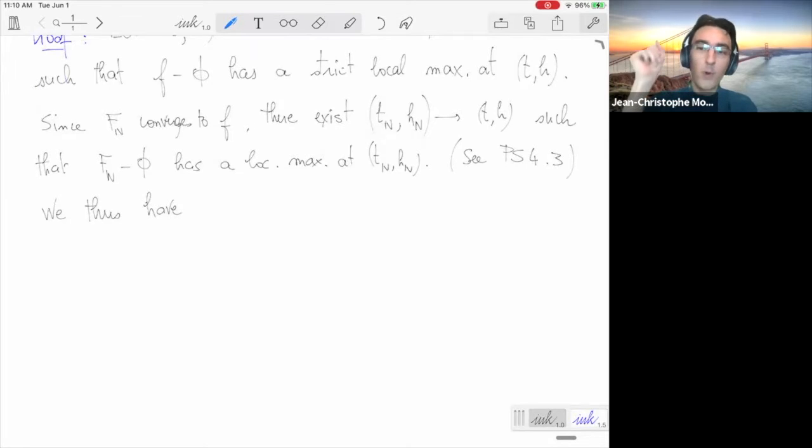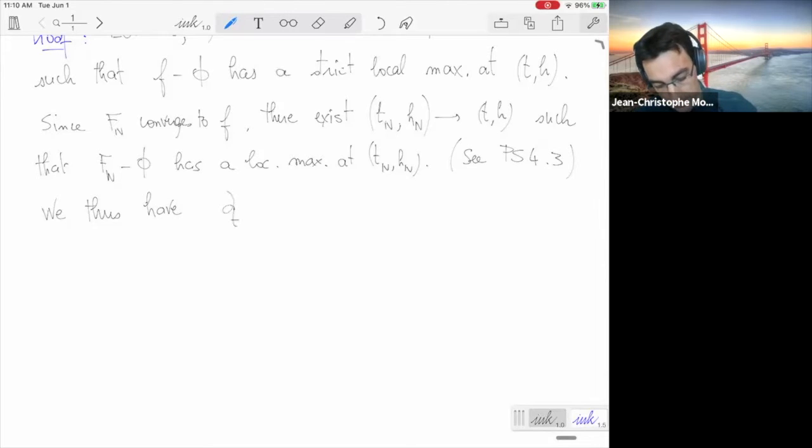So we already did this argument. Remember that at this local maximum, the derivatives of f_n and phi must coincide. So this is very convenient because f_n is a smooth function. So we can really think about the derivatives. The derivatives of f_n and phi coincide, I mean, derivative in t and in h. And moreover, the second derivative of f_n minus phi has a sign.